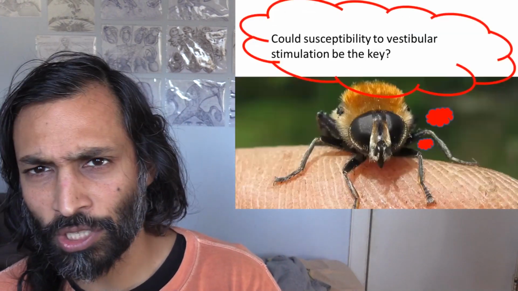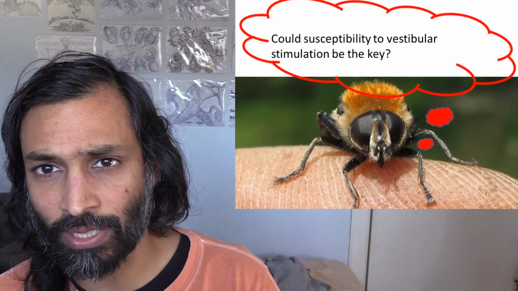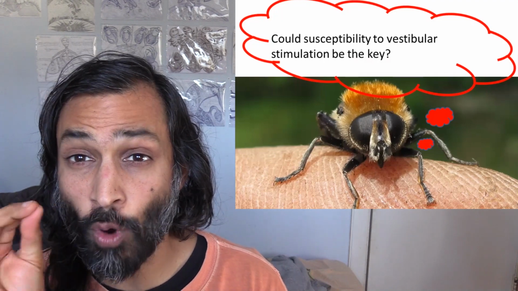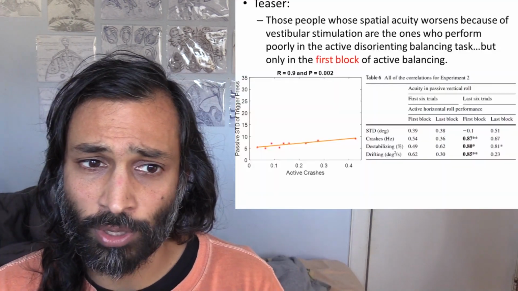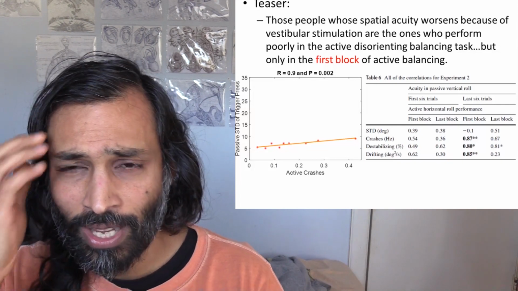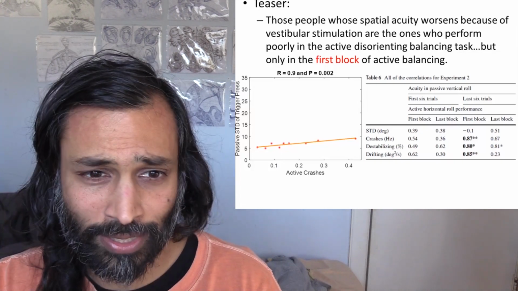Now, the next question I had was, could susceptibility to vestibular stimulation be the key? And there is literature that suggests that vestibular stimulation can lead to performance decrements. And what we did is we strapped people into this machine over here and rotated them in earth vertical yaw as they made head movements in pitch. And this has been shown to be a provocative vestibular stimulation. And unfortunately, I don't have time to go over the complexities of this. I'm just going to give you a teaser. And if you're interested, check out this paper, which has just recently been published.